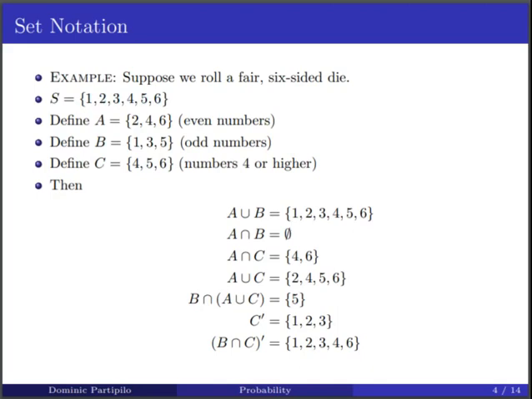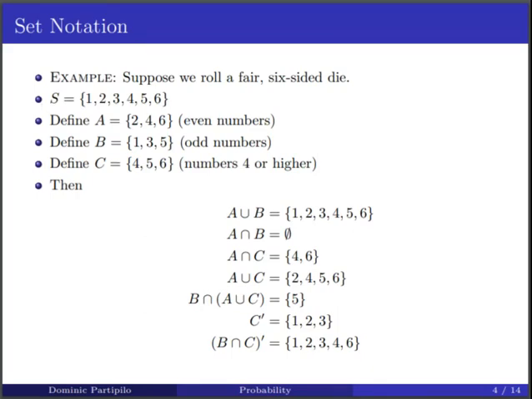And we can define some events here. So we can define A to be the even numbers, 2, 4, and 6. We can define B to be the odd numbers, which are 1, 3, and 5. And we can define C to be any of the numbers that are 4 or higher. So that's going to be 4, 5, and 6. And remember, these are just events, so they're subsets of this sample space S.